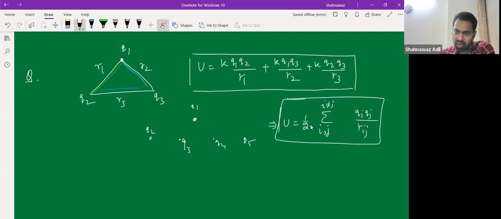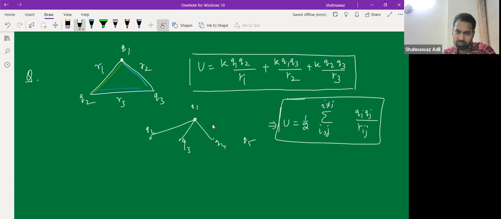Because you can have R12 and R21. So Q2, Q1 and Q2, Q1 both are the same. That is why this half portion takes care of that. Yeah, this you don't need to understand. Just remember this one. So noted, everybody.